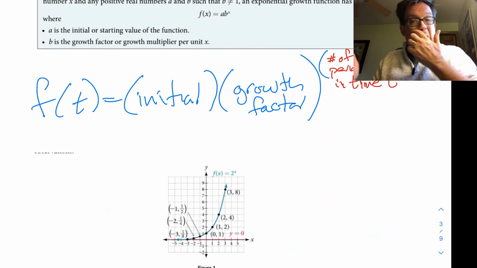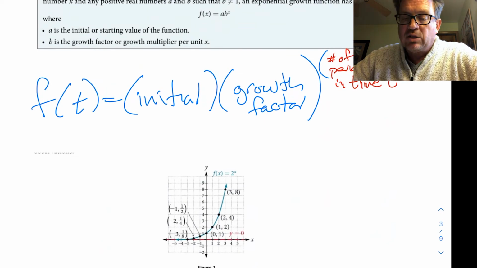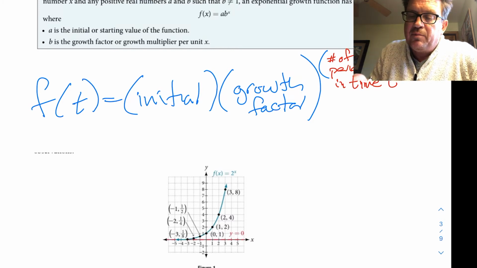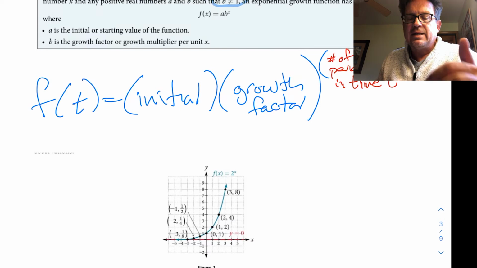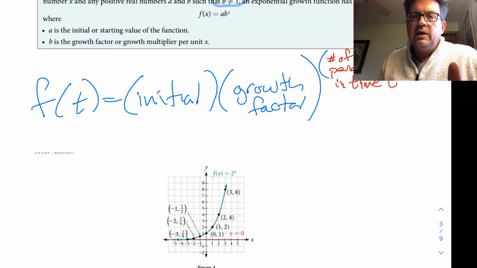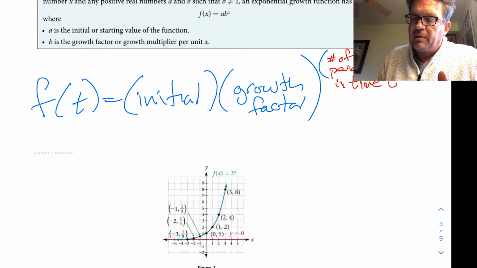So here's the formal way to think about that. The blue box is what they have in the book. An exponential growth grows by a rate proportional to the amount present for any real number x and any real positive numbers a and b. And b shouldn't be equal to 1, because that means the growth factor is 1 and your value is always equal to a. That's not very exciting.